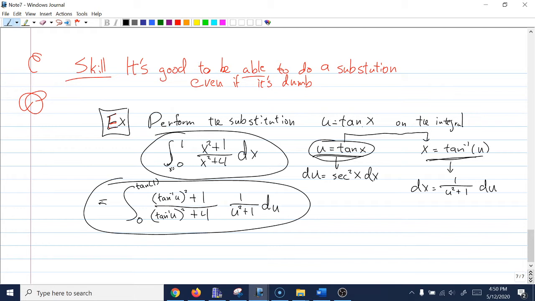Yeah, these numbers are equal, and it's good to be able to do a conversion like that, even when it is not the most helpful conversion for doing a substitution. And you can do all sorts of halvesies. Halvesies is what my notes say.